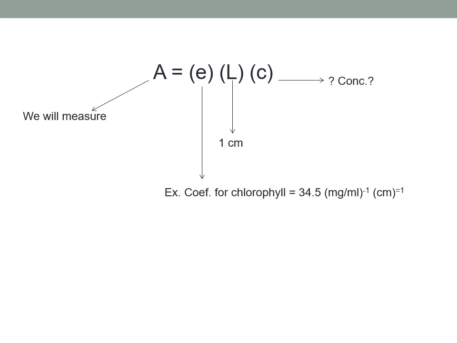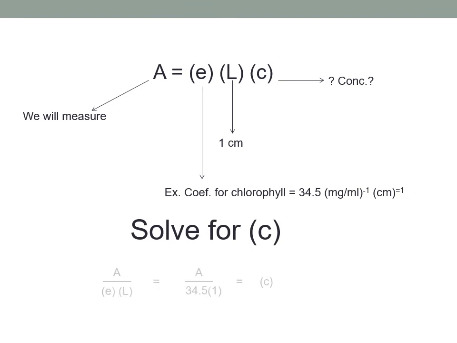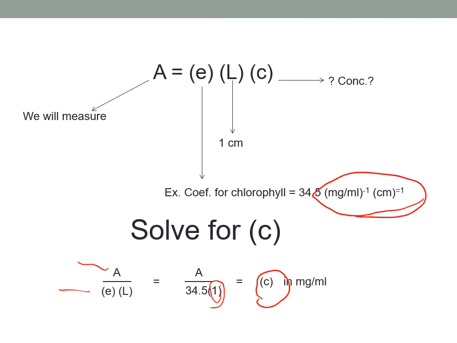And ultimately, we want to find out the concentration of our sample. So we solve for C. You rearrange this equation, and it becomes absorbance over the extinction coefficient times the length. And because that's 1 centimeter, that length becomes 1, so you can just ignore it. It becomes A divided by 34.5, gives you your concentration, and because these were the units of the extinction coefficient, your concentration will be in milligrams per milliliter. The centimeters will cancel out, and you wind up with just your concentration in milligrams per milliliter.